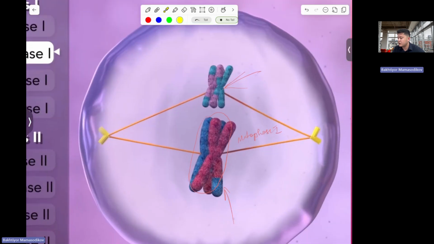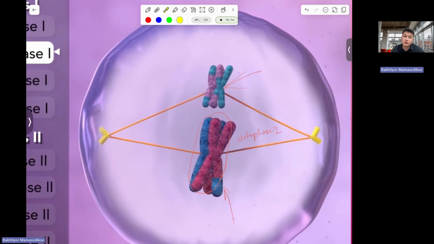As you can see, each spindle fiber is attaching to one homologous chromosome. But we don't know which chromosome came from mom and which from dad. So spindle fibers can attach to this one, or this one can attach to that one. We don't know to which pole those chromosomes are going, or to which chromosome those spindle fibers are attaching. That's why this is called independent assortment. We don't know which chromosome goes to which pole.